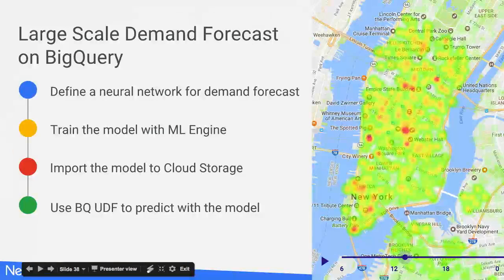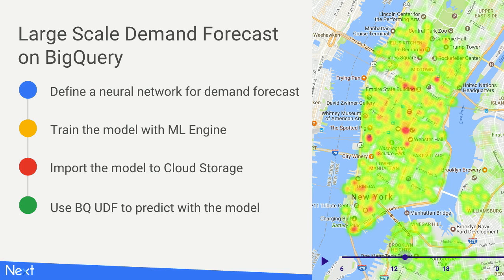So how do you do this? We have defined our neural networks for demand forecast and trained the model by using the ML Engine. Then you can import the neural network model to Cloud Storage so that a BigQuery user-defined function, or UDF, can read the model from Cloud Storage and do the prediction inside the UDF.